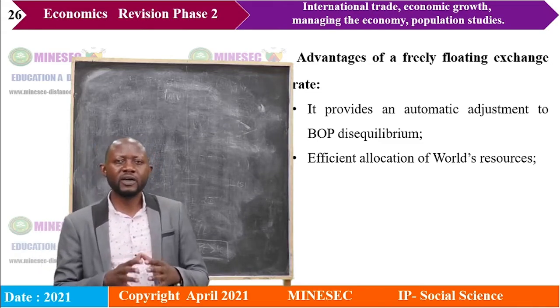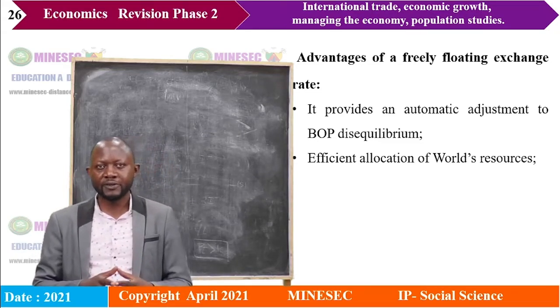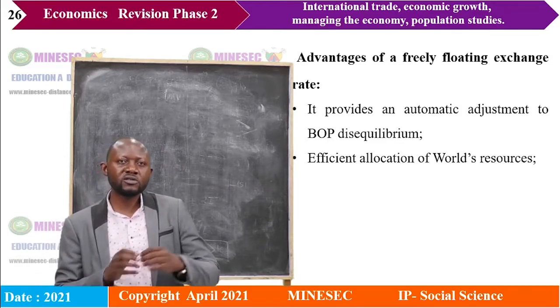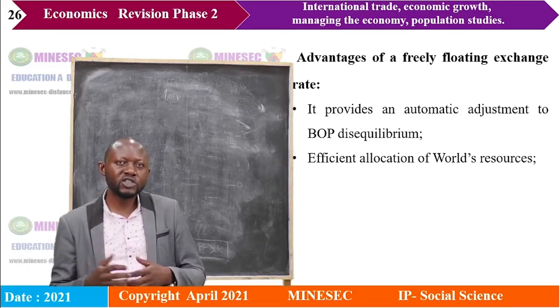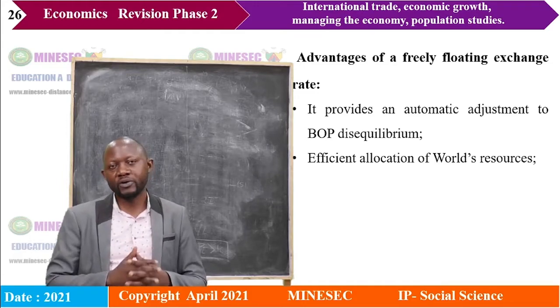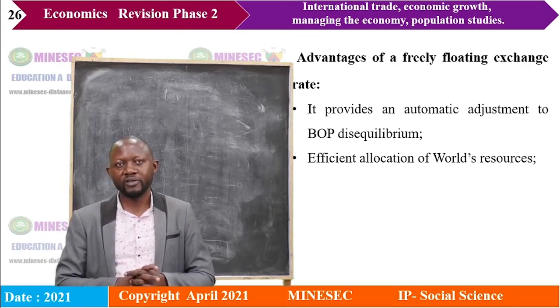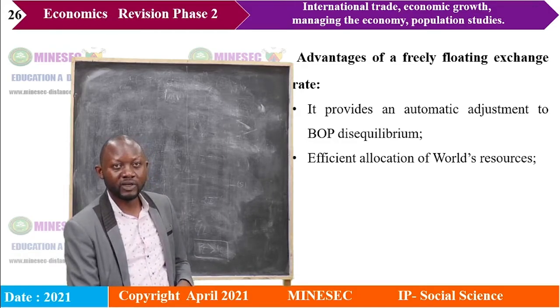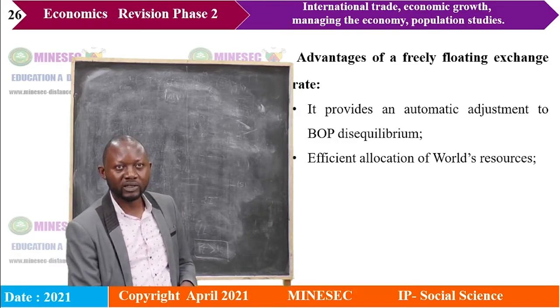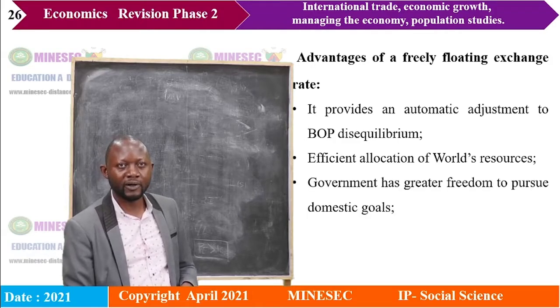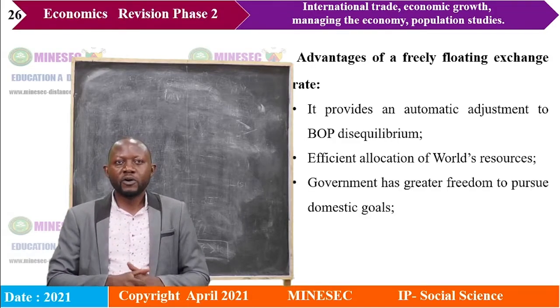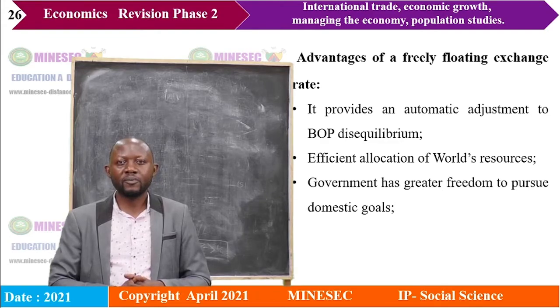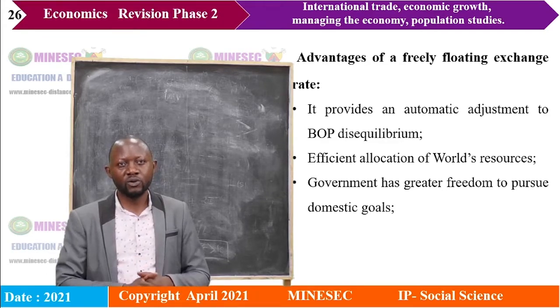When the forces of demand and supply are given the chance to operate freely, the resources between countries will always be more efficiently allocated than in a situation where there is some intervention. So world resources will be better allocated when we are talking about the free force of demand and supply. Next point, government has a greater freedom to pursue domestic goals.